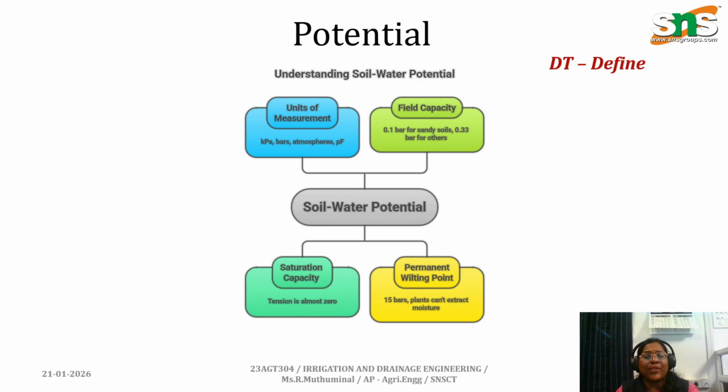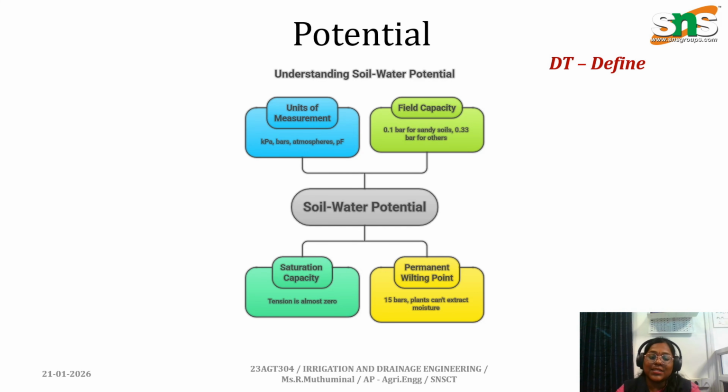Here, you have to understand how soil water potential is very relevant. It is commonly expressed in units of pressure such as kilopascals, bars, or atmospheres, and also in centimeters. For example, a pF of 3 is roughly equivalent to 1 atmosphere of negative pressure. Common moisture levels are characterized by specific potentials, that is, saturation capacity. The tension is almost 0.